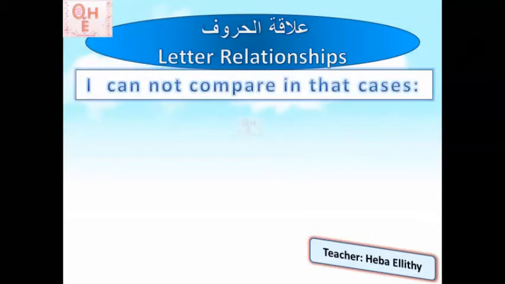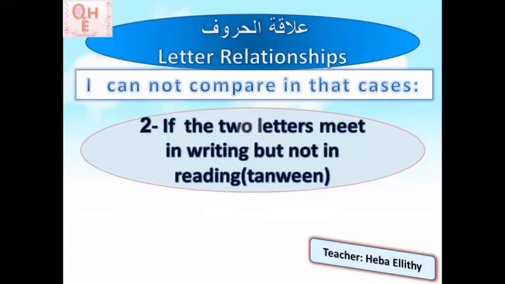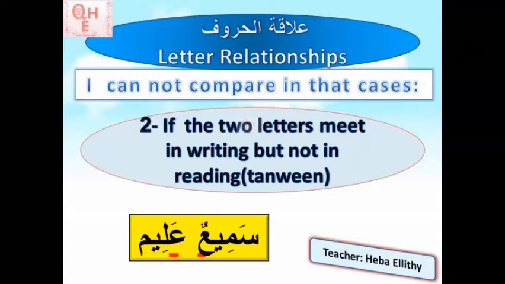Our second case where I can't compare is if the two letters meet in writing but not in reading. We mean by this the tanween. In the word سميع عليم, if I look here, I will find the letter عين at the end of the word, or any letter and any letter after. Here I chose عين too. Can I compare between this عين and that عين? This عين comes in writing with the letter after. Both of them meet in writing. But in reading, there is a wall between them, which is tanween.